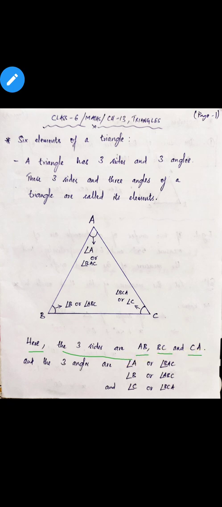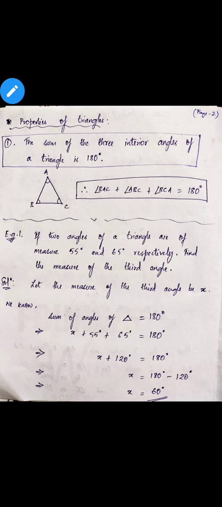So here the 3 sides are AB, BC and CA. Like I said before, the 3 sides are AB, BC and CA. So these are the 3 sides, and the 3 angles are angle A, angle B and angle C, or we can call it angle BAC, angle ABC and angle BCA.